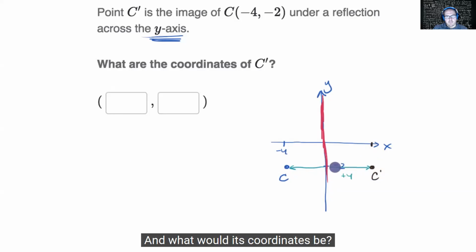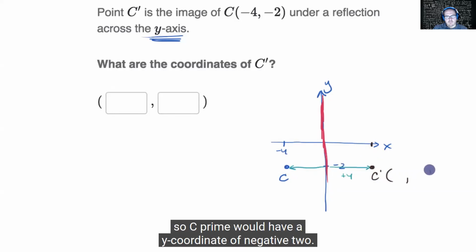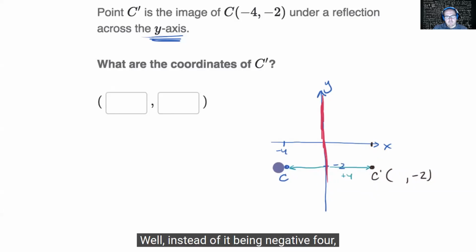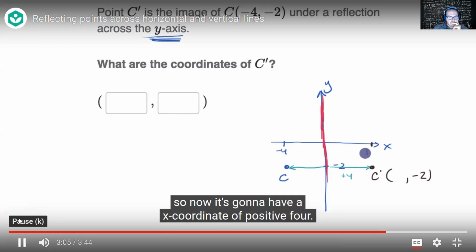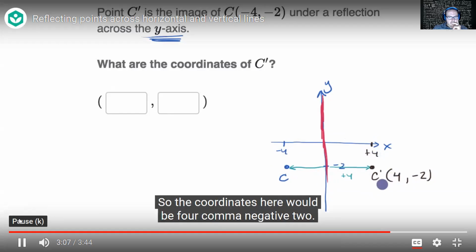And what would its coordinate be? Well, it would have the same y coordinate. So C prime would have a y coordinate of -4. But what would its x coordinate be? Well, instead of it being -4, it gets flipped over the y-axis. So now it's going to have an x coordinate of +4. So the coordinates here would be 4, comma -4.